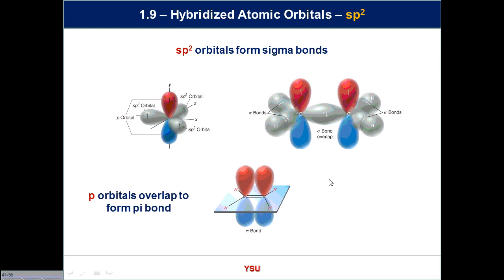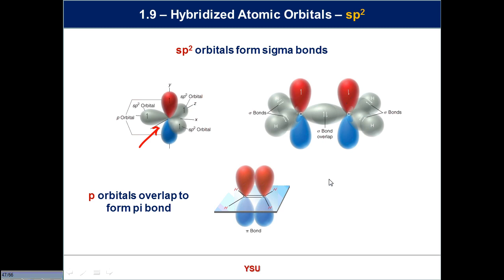Now, if I think about how this comes together and how I can explain the structure of something like ethylene, CH2CH2, here's exactly what we think happens, or what is involved here. This now is the picture for an sp2 hybrid carbon. It has 3 orbitals that were hybridized. It has 3 sp2 orbitals.